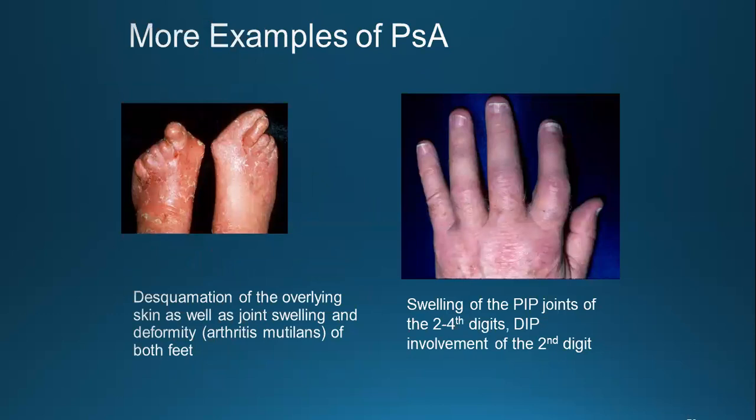These are some examples of psoriatic arthritis. The first variety is arthritis mutilans. You can see the fallen off digits, desquamation of the overlying skin, as well as the joint swelling and deformity of both feet. Then swelling of the proximal interphalangeal joints of the second to fourth digits, and the distal interphalangeal joint of the second digit. This is the small joint involvement variety like rheumatoid arthritis.